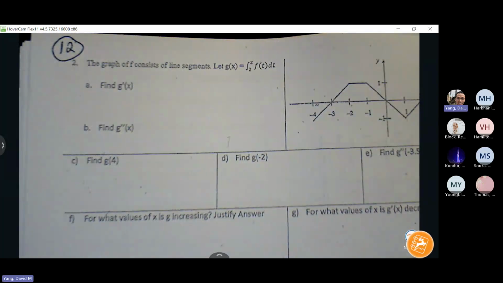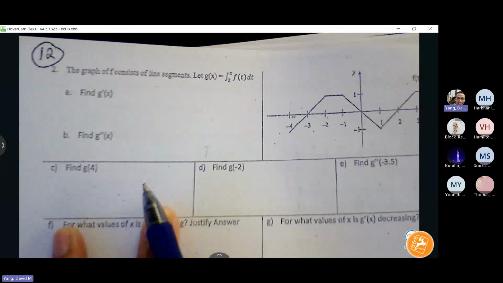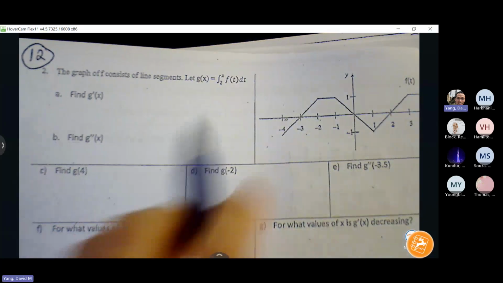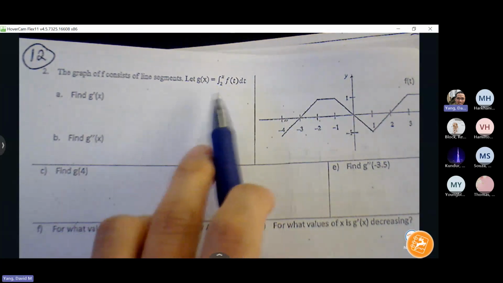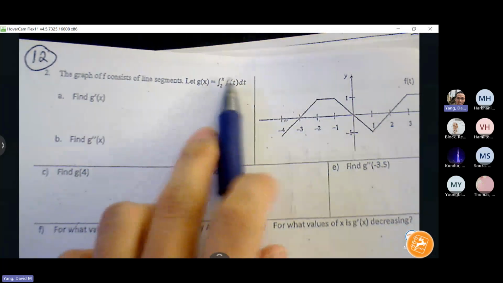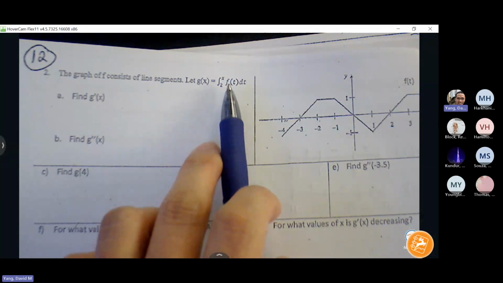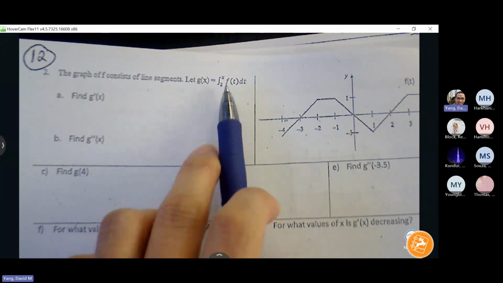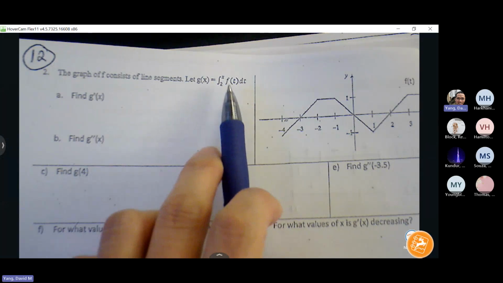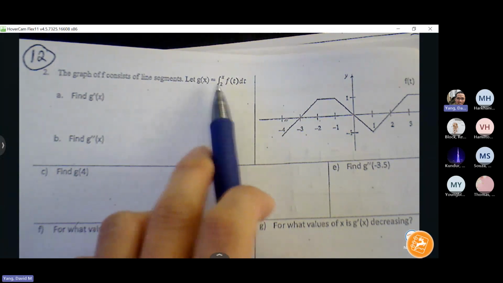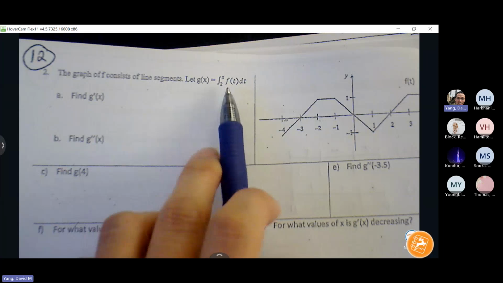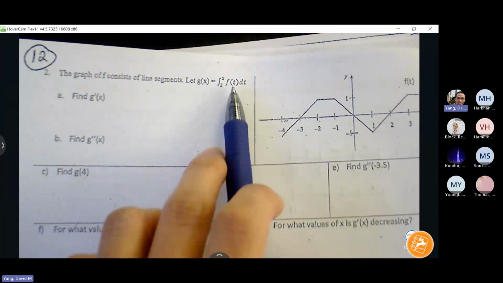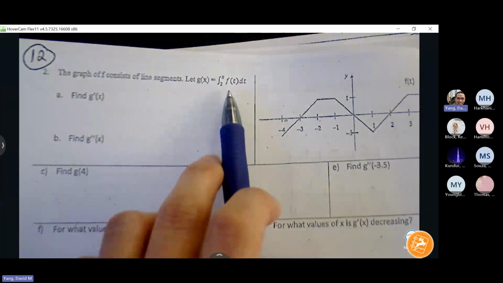Okay, so the graph consists of line segments. Let g of x equal the integral from 2 to x of f of t dt. First, it says find g prime. So we want to build our derivative and second derivative based off of this. We know that g is defined as something above f, which means we're going to have to find the area under the f to do anything that's g related. So if I want to find g prime, I've got to find the derivative of this, right? Which is going to bring this down one level.